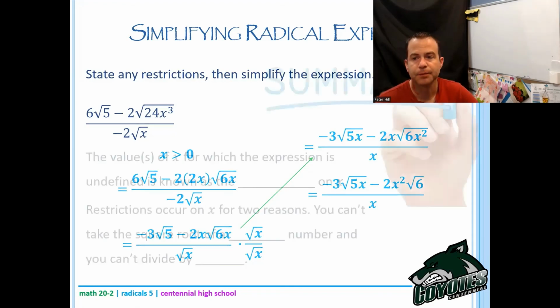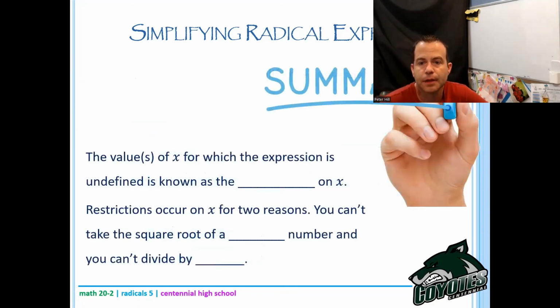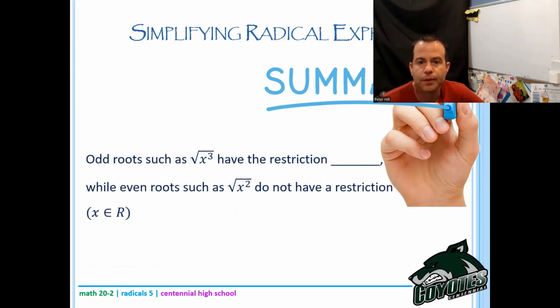All right, let's summarize a few things here. The values of x for which the expression is undefined are known as the restrictions on x. Restrictions occur on x for 2 reasons. Number 1, you can't take the square root of a negative number. Number 2, you can't divide by 0. Odd roots, such as the root of x cubed, would have a restriction that x is greater than or equal to 0. Well, even roots don't end up with a restriction, but we say x is a member of the reals. That's our way of saying, no, x can be anything we want.